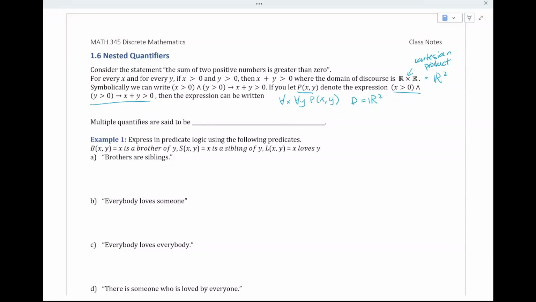So we've used multiple quantifiers here. We've used the for every quantifier, but we've used it twice, once for x and once for y. When you use multiple quantifiers, they are said to be nested. So we can use nested quantifiers.